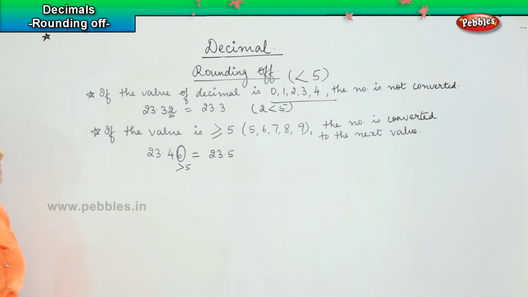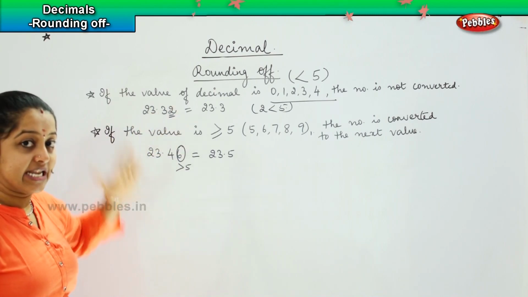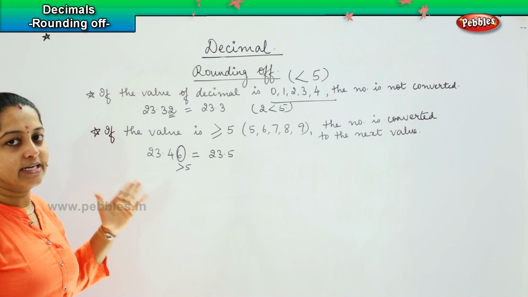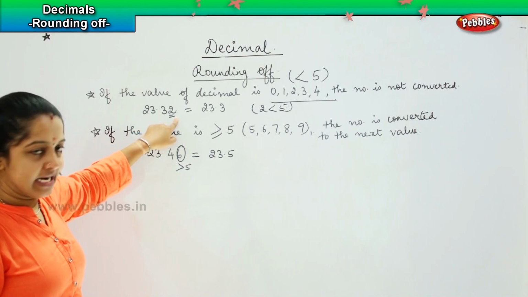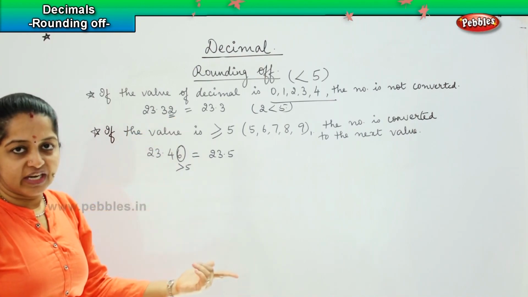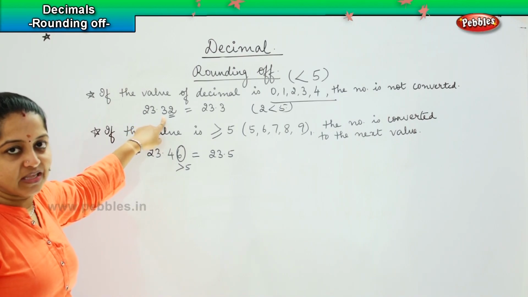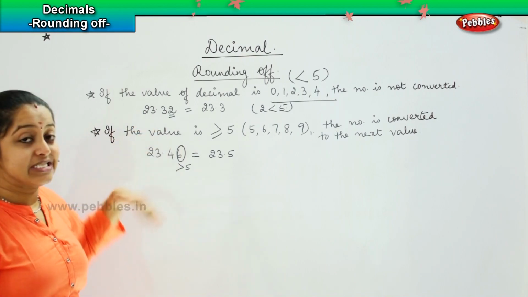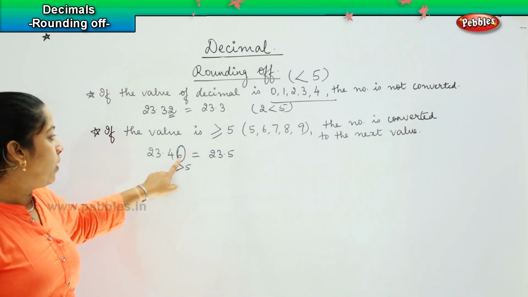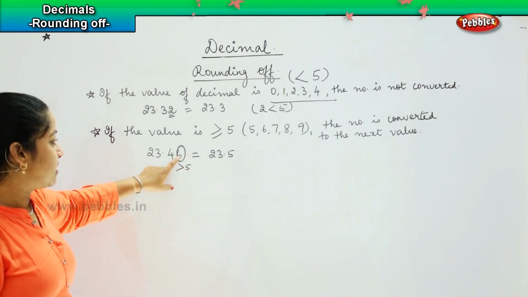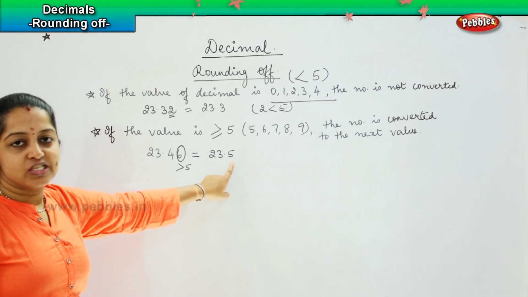To make it easier, I will say that if the number after the decimal value is less than 5, which means it is 1, 2, 3 or 4, we will not round it to the next value. The number will remain the same. Whereas, if the value is 5, 6, 7, 8 or 9, then the number will be converted to the next number. So the 6 will not be converted into 7. The number which is before it will be converted to the next value.